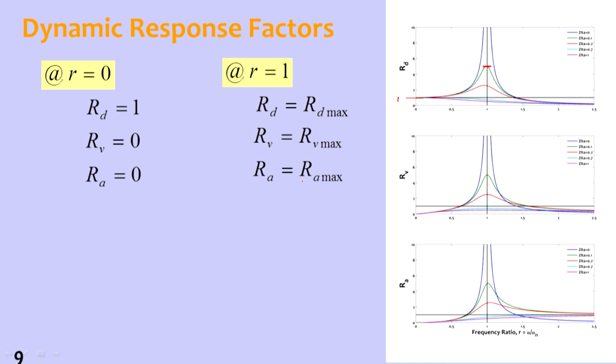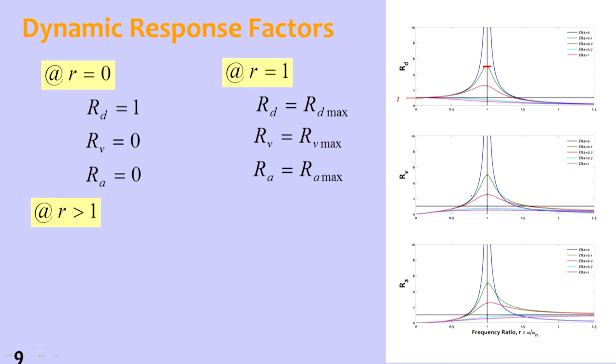So a point to be observed here is that all these Rd max, Rv max and Ra max values are not occurring exactly at the same value, but they are nearly maximum at that value, because the presence of damping slightly shifts them slightly away from this one mark.